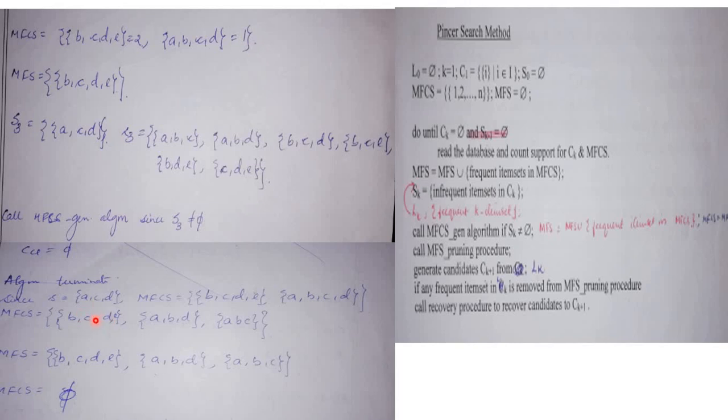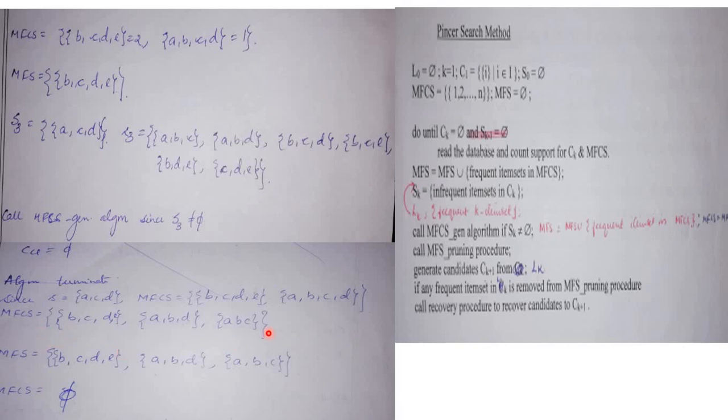So I don't put it in this set because I already have a maximal set, that is BCDE. Next I remove C, I get ABD. ABD is not a part of this, so I include it here. I remove D, I get ABC, which is not a part of this set, so I include it. So when I break down this MFCS, I get 3 sets here.